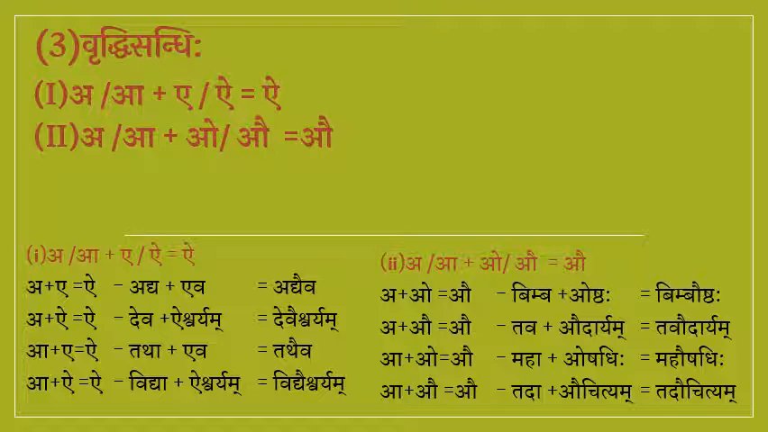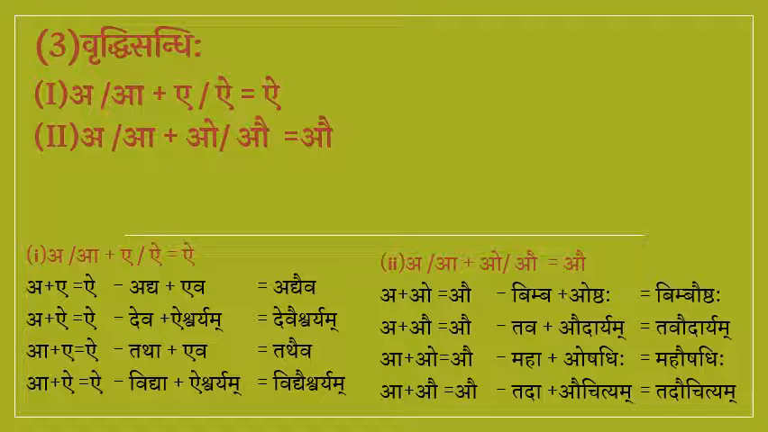Adya plus Eva: the first word ends with A, the second word begins with E. So A plus E becomes Ai, so Adyaiva. Okay, Deva plus Aishwaryam, Devaishwaryam, another example. Like that we see some more examples. Tatha plus Eva, Tathaiva. Vidya plus Aishwaryam, Vidyaishwaryam. Okay, so this is one part.